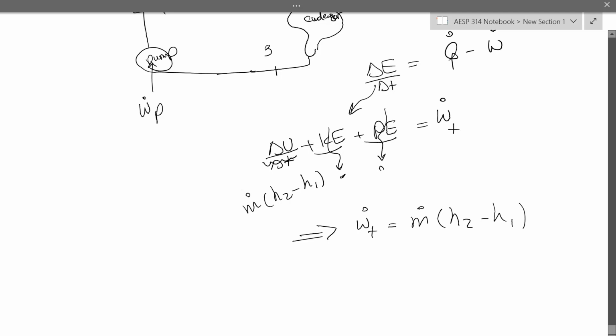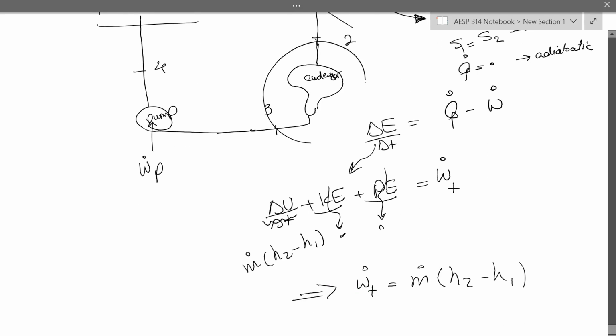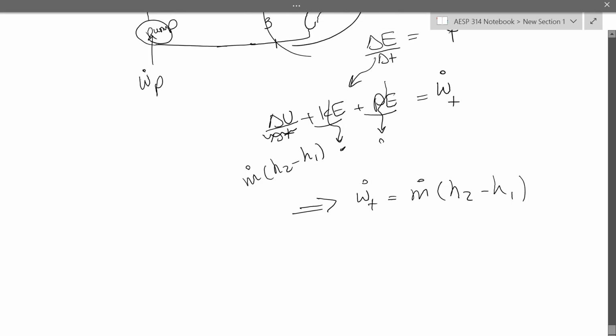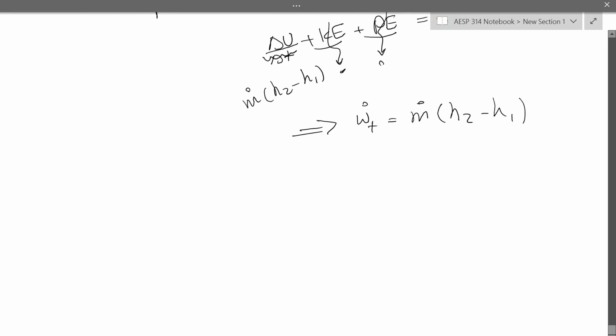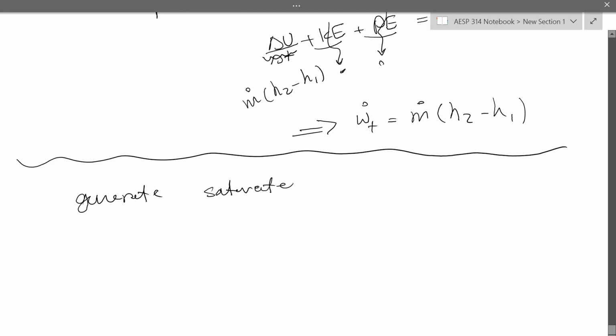Okay, so let's continue. Let's go to the condenser. So based on this analysis, the idea here is that in the condenser, we are going to condense the vapor, right? So we are going to remove some heat. The goal here is to generate some saturated liquid at state 3.